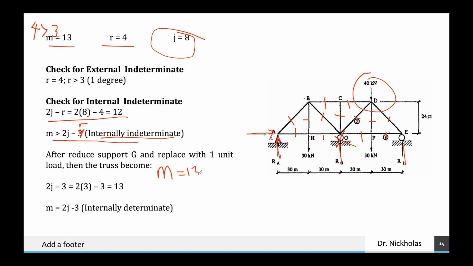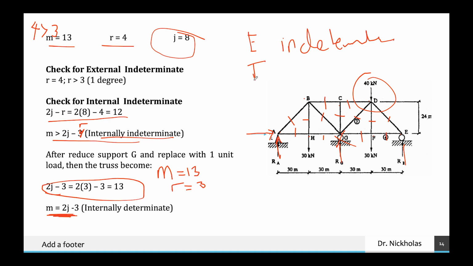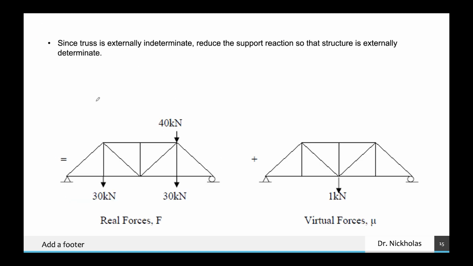externally indeterminate and internally determinate. Since the truss is externally indeterminate, we reduce the support reaction, so the structure becomes externally determinate. We select this support and remove it, and this becomes the first structure.